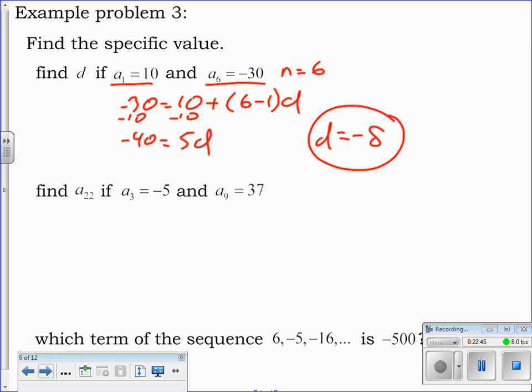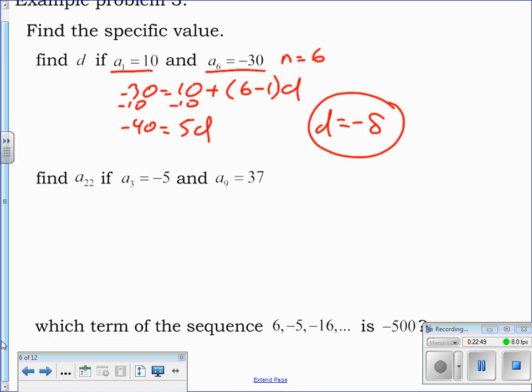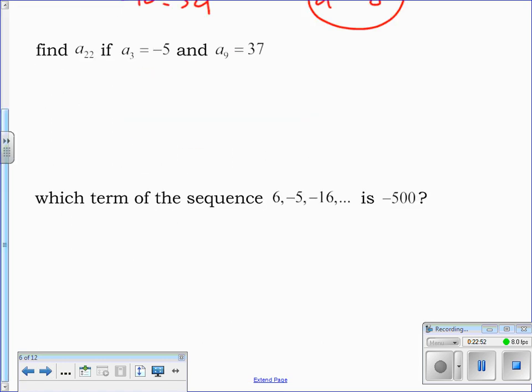The next one, on the other hand, this is a nasty one. I'm not going to lie to you. At least not this time. I might lie to you, just not right now.